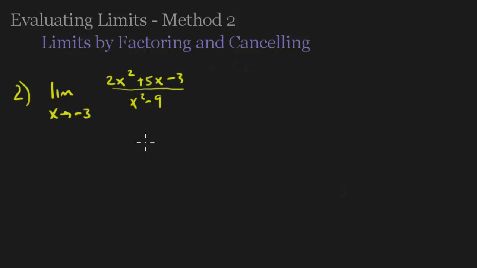Okay, example 2, we have the limit as x approaches negative 3, and we have this rational function. So you're going to do method 1, which is direct substitution. Just plug it in and see what we get.